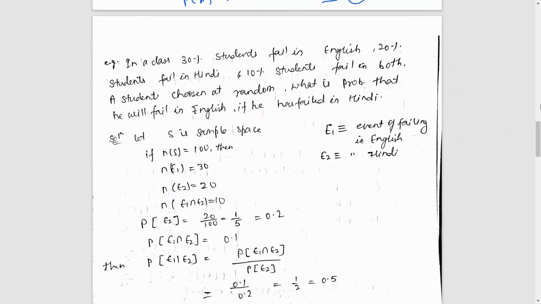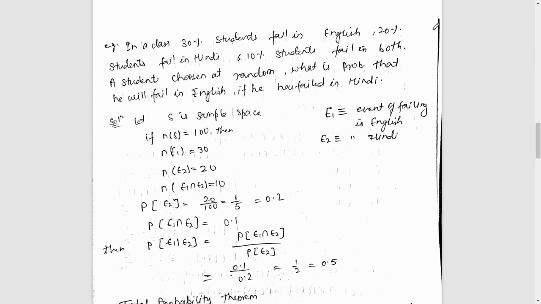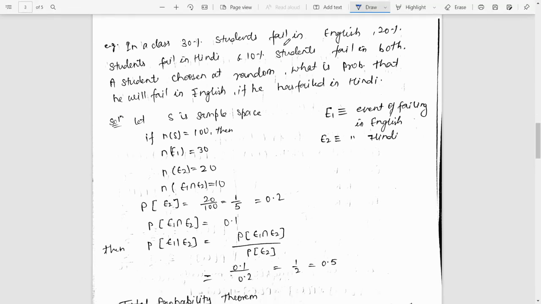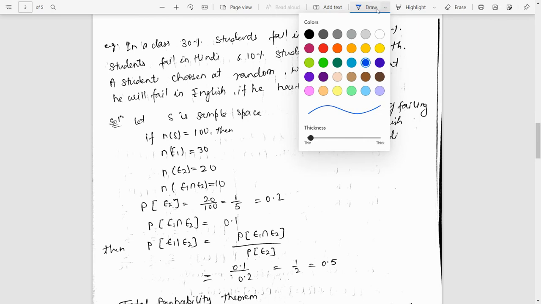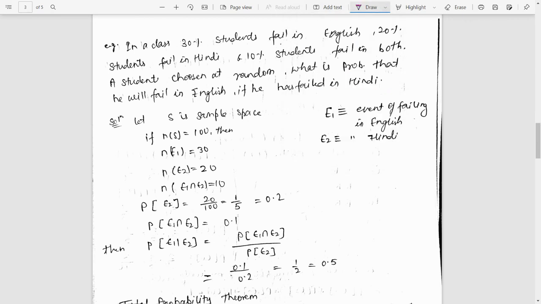One more problem let us discuss, and then we'll move to the total probability theorem. The question is: in a class, 30% of students fail in the subject English, 20% fail in Hindi, and 10% students fail in both. A student is chosen at random. What is the probability that he will fail in English if he has failed in Hindi? So he has already failed in Hindi, and then it asks the probability that he will also fail in English. So this is a conditional probability question.